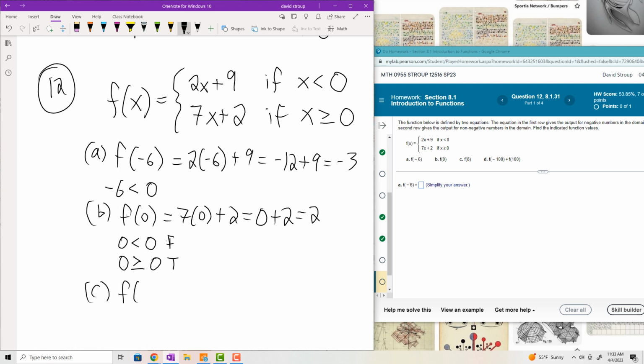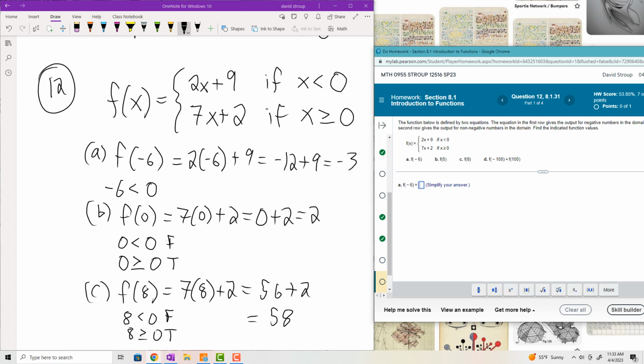Part C, I have f of 8. Here, 8 is not less than 0, so we don't use that piece. 8 is actually greater than or equal to 0, so we use the 7x plus 2. So I go 7 times 8 plus 2. 7 times 8 is 56, and then plus 2, that would be 58.